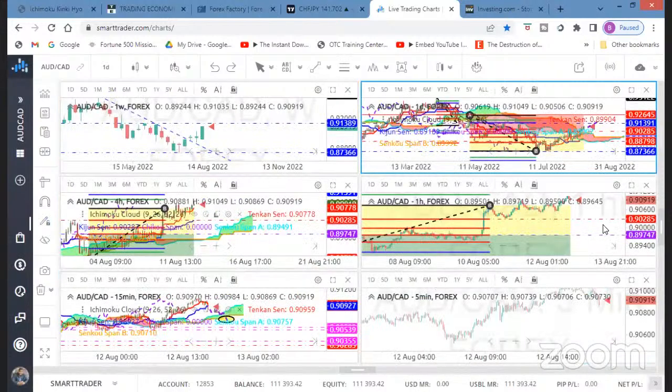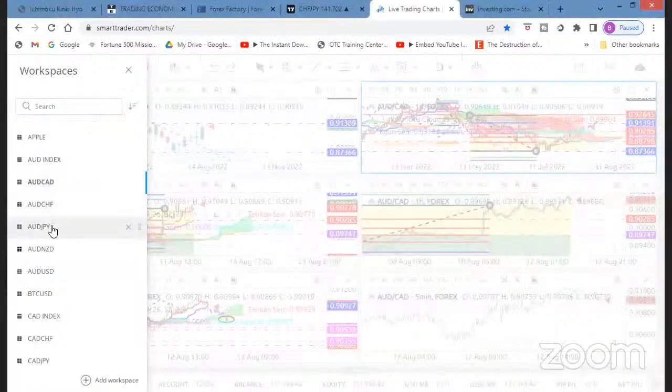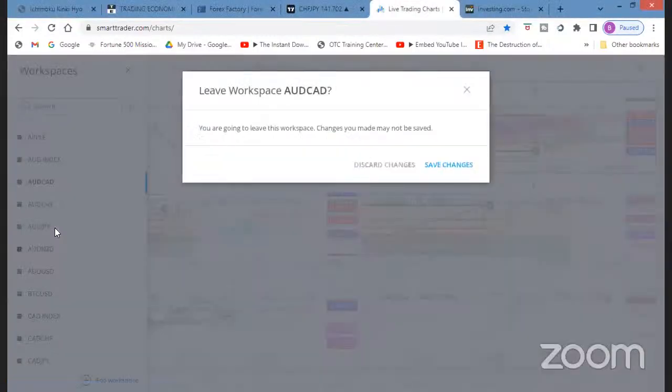So yeah, that's it. I just saw something in the chat. Aussie JPY on the daily just shot a daily resistance. Yep, let's take a look at it.